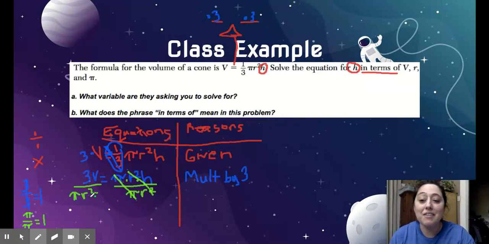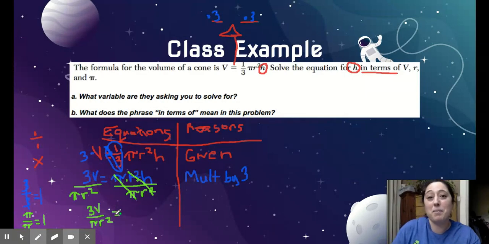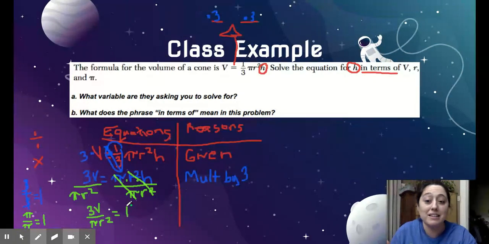So on this left side, I now have 3v divided by pi r squared. I'm just rewriting it, because there are so many variables, I'm not able to simplify it. It's not like 3 divided by 1. It's these variables, so I have to keep those variables in there. And then on this side, I have 1, this canceled out to 1, this canceled out to 1. So I really have 1h. But again, I don't put that 1. It's assumed that it's there.